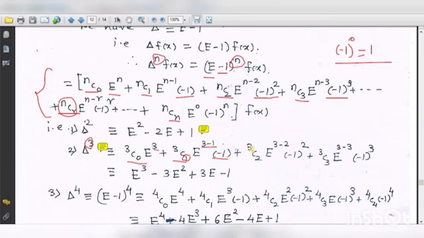What will be the next term? 3C2, then the power of E will be 3 minus 2, and the power of minus 1 is 2, as this term is minus 1 square. Now the next term will be 3C3 E raised to 3 minus 3, which is 0, and E raised to 0 is 1, and minus 1 raised to 3. We cannot write 3C4 because it does not exist, as 4 would be greater than 3. So up to this term only we get the expansion.